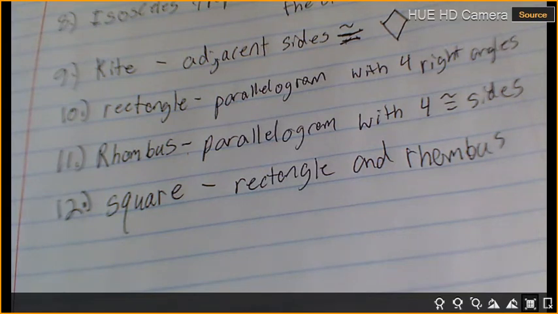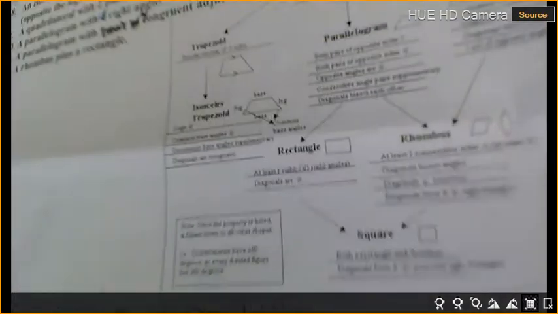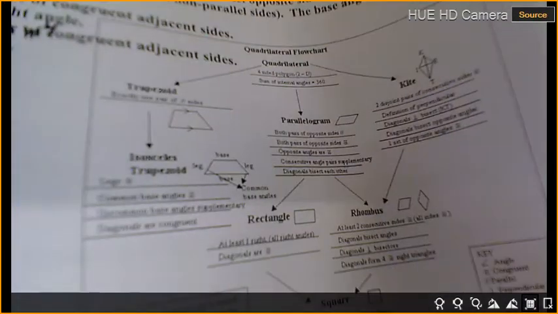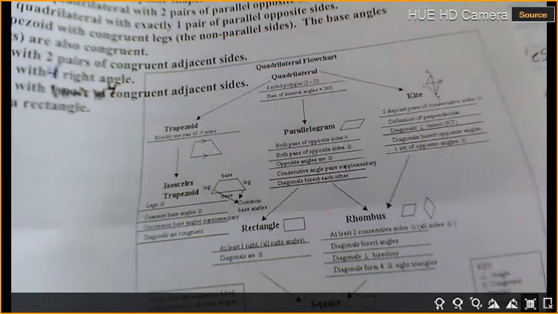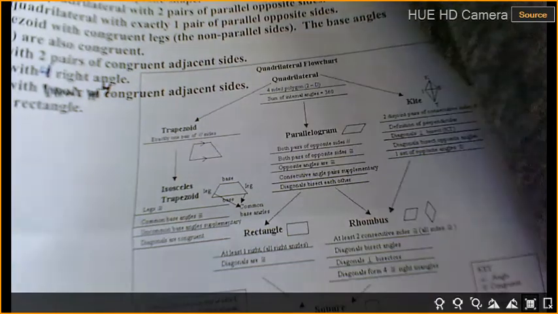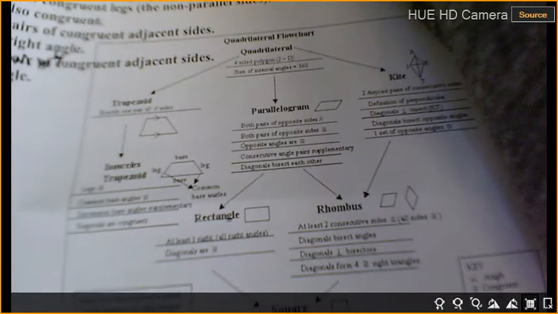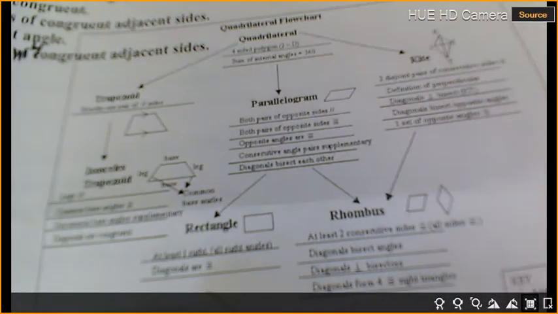Okay, I'm going to show you the flow chart so it kind of gives you an idea of how they're related to each other. So we've got our flow chart. I'm showing you up here, not like I'm passing it out. You were supposed to make one. All right.